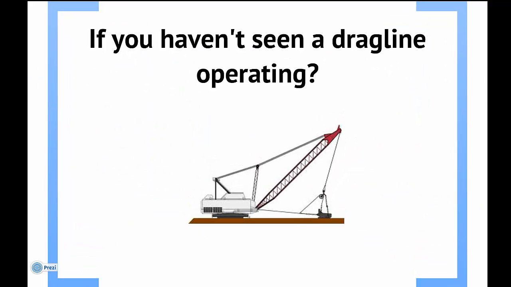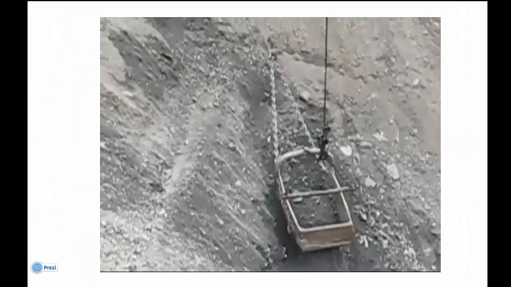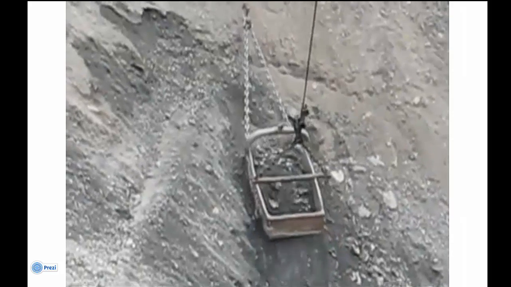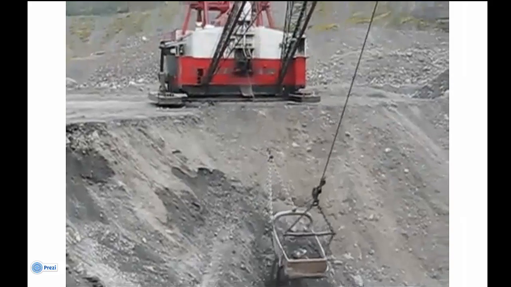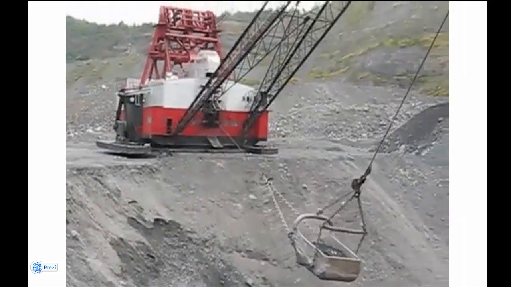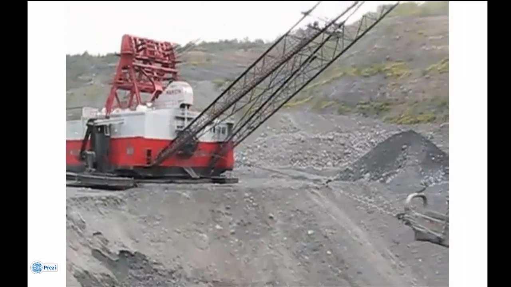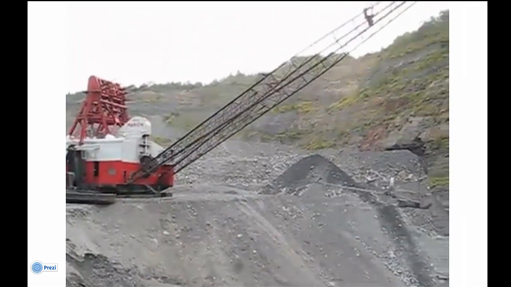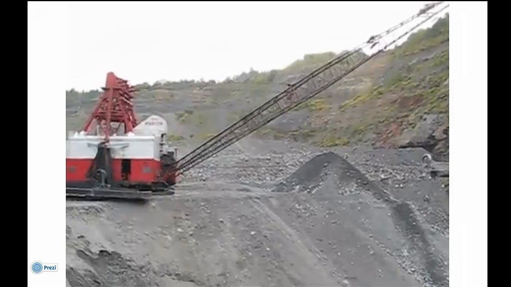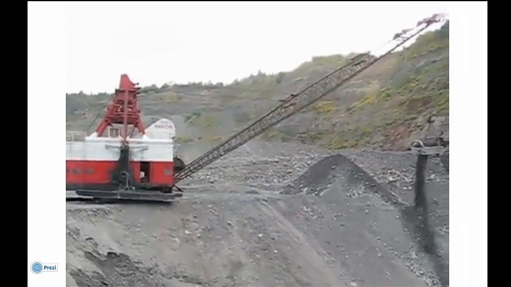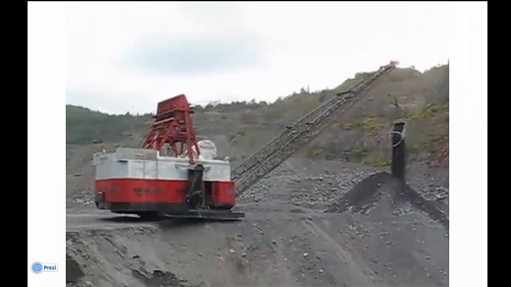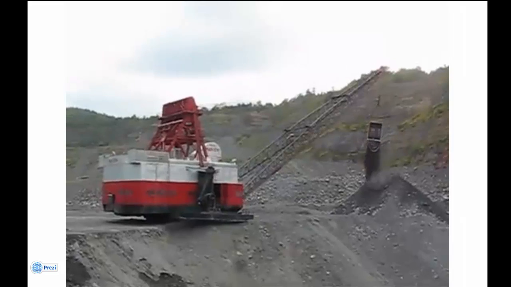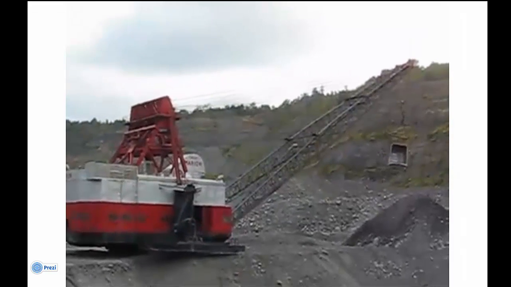If you haven't seen a dragline operating before, I've got a couple of basic videos, so we'll just show those. Here you can see the dragline bucket being raised, filling with material, and then once it's full, swinging around whilst hoisting the bucket until it gets to the boom point. Then essentially the bucket is tipped vertically and the material is spoiled out and the cycle is repeated.